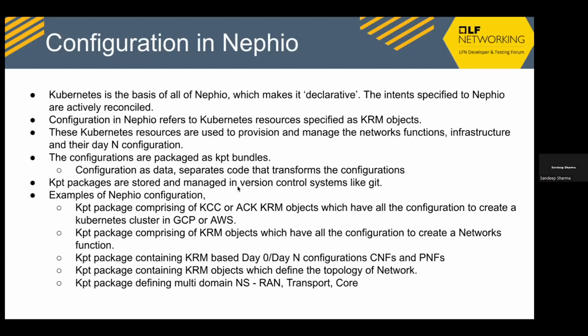And these KPT packages, we know that they are stored and managed in Git repos or other kinds of repositories, for example, an OCI repository. An example of Nephio configuration could be what I showed in the last demo, a KPT package which defines the infrastructure, which defines a Kubernetes cluster, and it is cloud agnostic. Any cloud provider that the user wants to use, or it could be metal as well, but we have to have the required controllers to do that. And there could be a KPT package comprising KRM objects, which has the configuration or the KRM resources to create network functions, for example, create a UPF or create a CU or a DU.